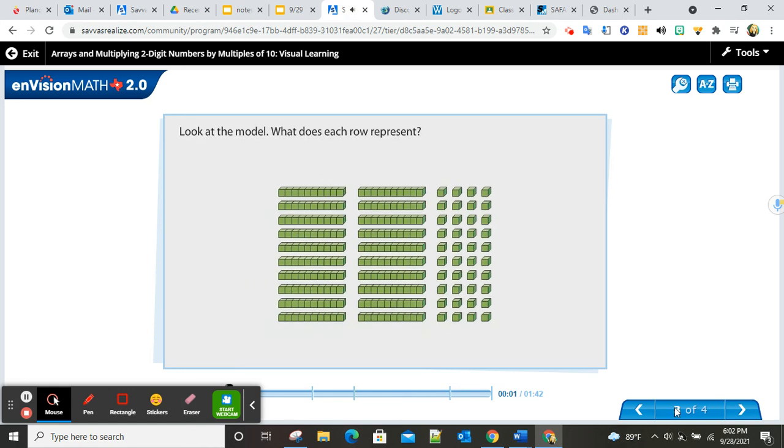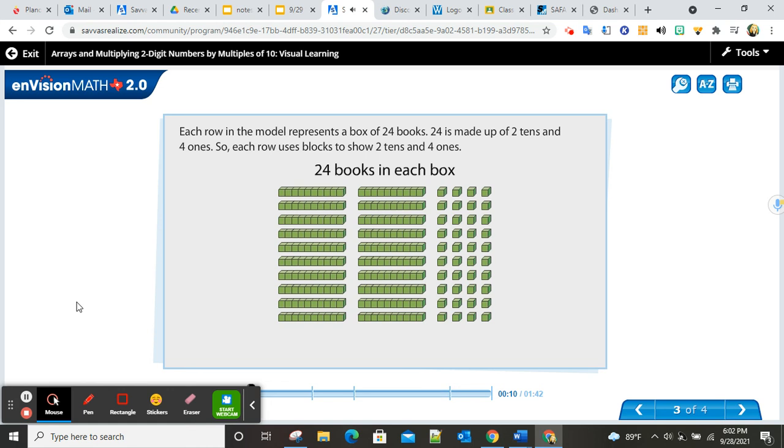Look at the model. What does each row represent? Well, each row represents 24. Each row in the model represents a box of 24 books. 24 is made up of 2 tens and 4 ones. So, each row uses blocks to show 2 tens and 4 ones.